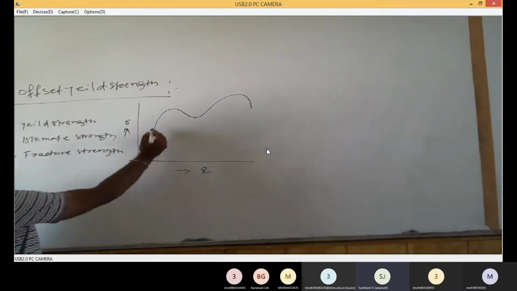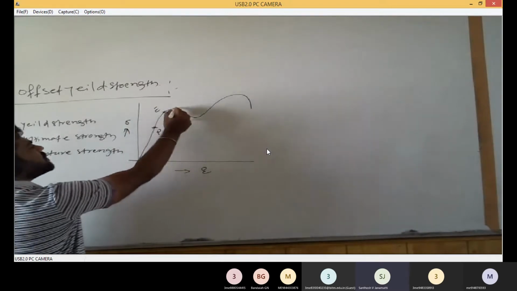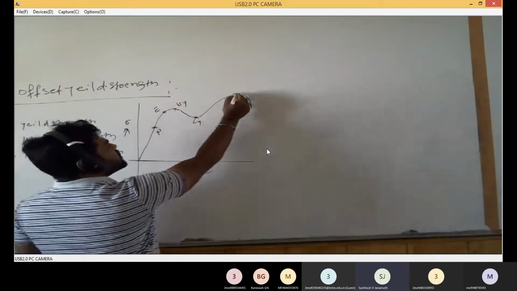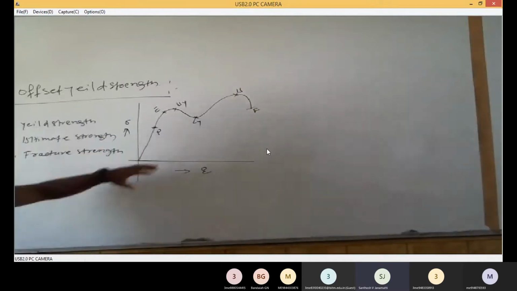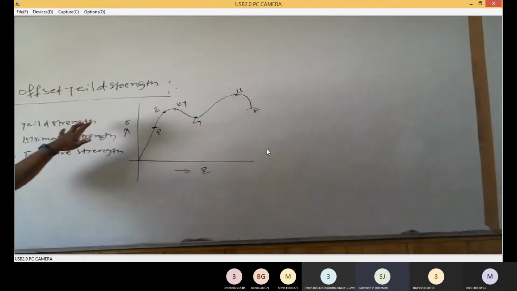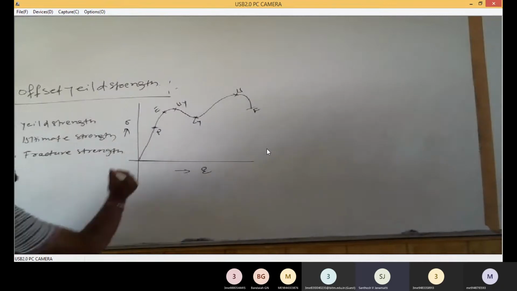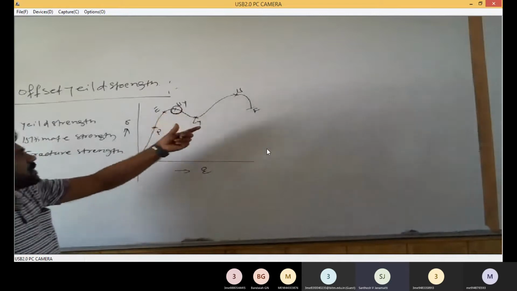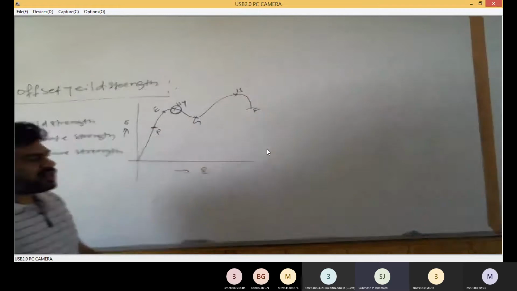Now up to here there is a proportionality limit P. This is the elastic limit. This is the upper yield. This is the lower yield. This is the ultimate, and this is the fracture. If we get a curve like this, it is very easy to determine the yield strength, ultimate strength, and fracture strength, because here we can get the definite yield point, the definite ultimate load, and the definite fracture load.